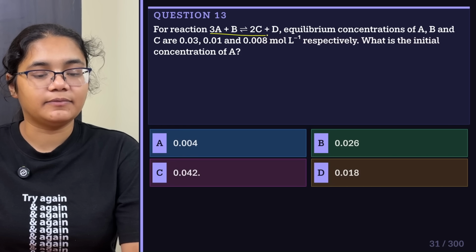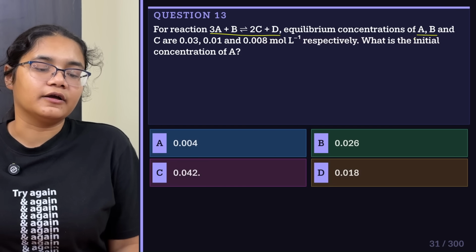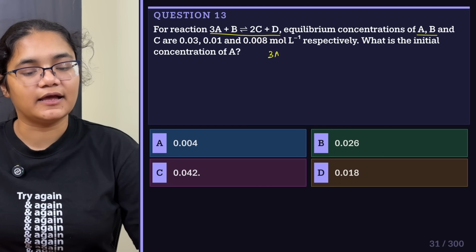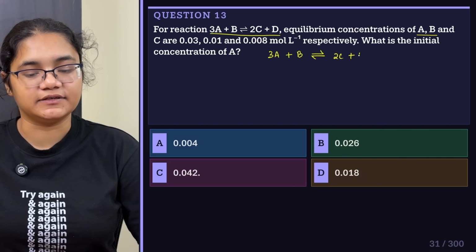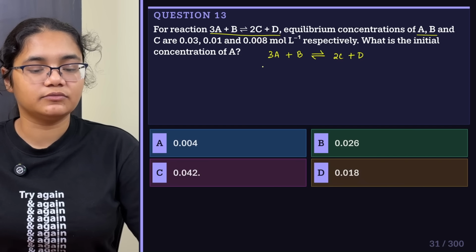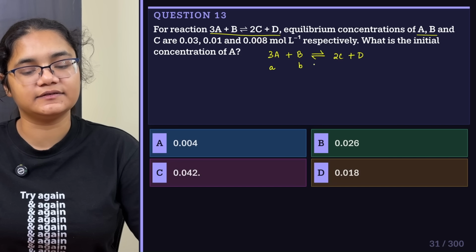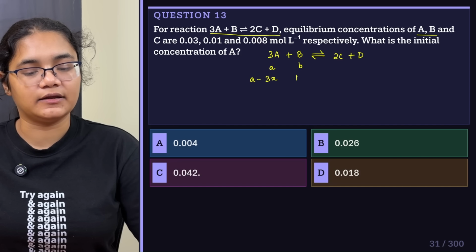Next, for the reaction 3A plus B gives 2C plus D, the equilibrium concentrations of A, B and C are given. What is the initial concentration of A? So the reaction is 3A plus B gives 2C plus D. Now let us assume that the concentration of A is A and this is B. So A minus 3x will react here, and here it will be B minus x, since 3 moles of A react with 1 mole of B. Here 2x will form and here x will form.